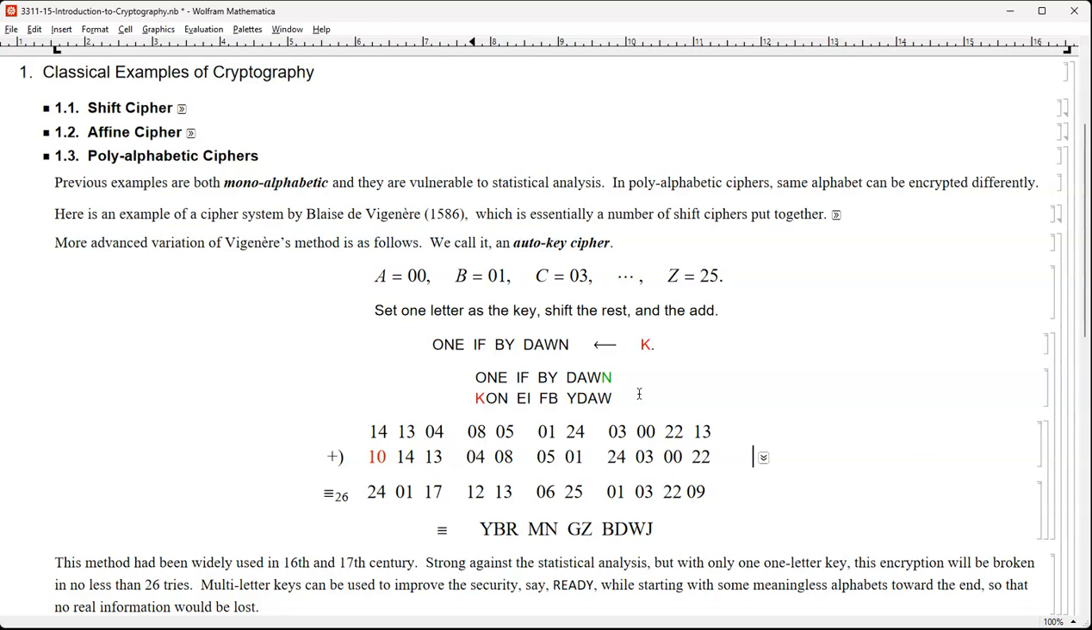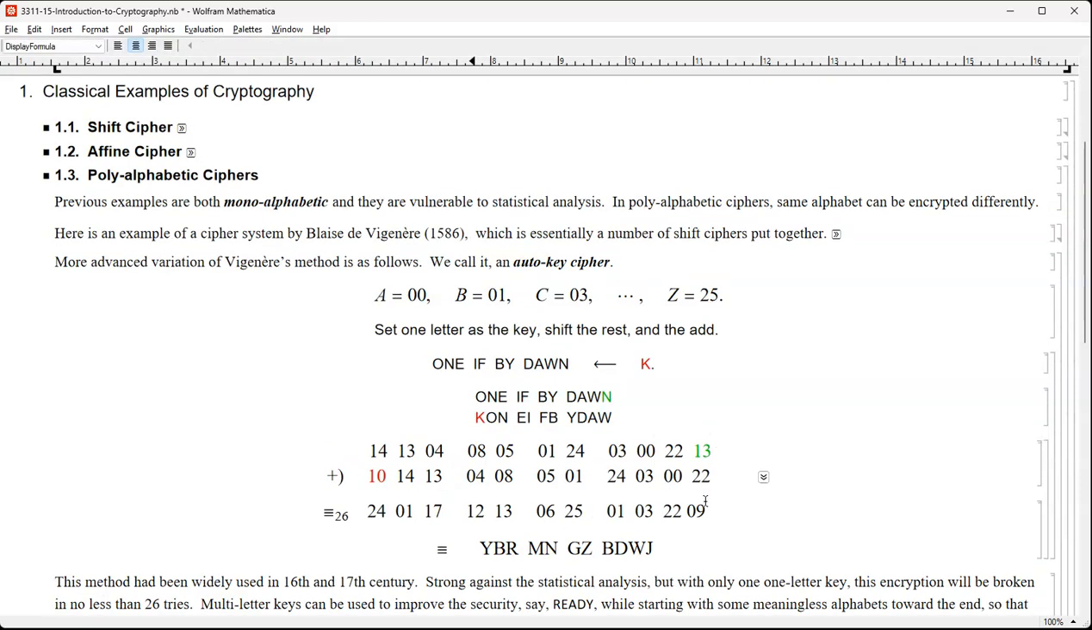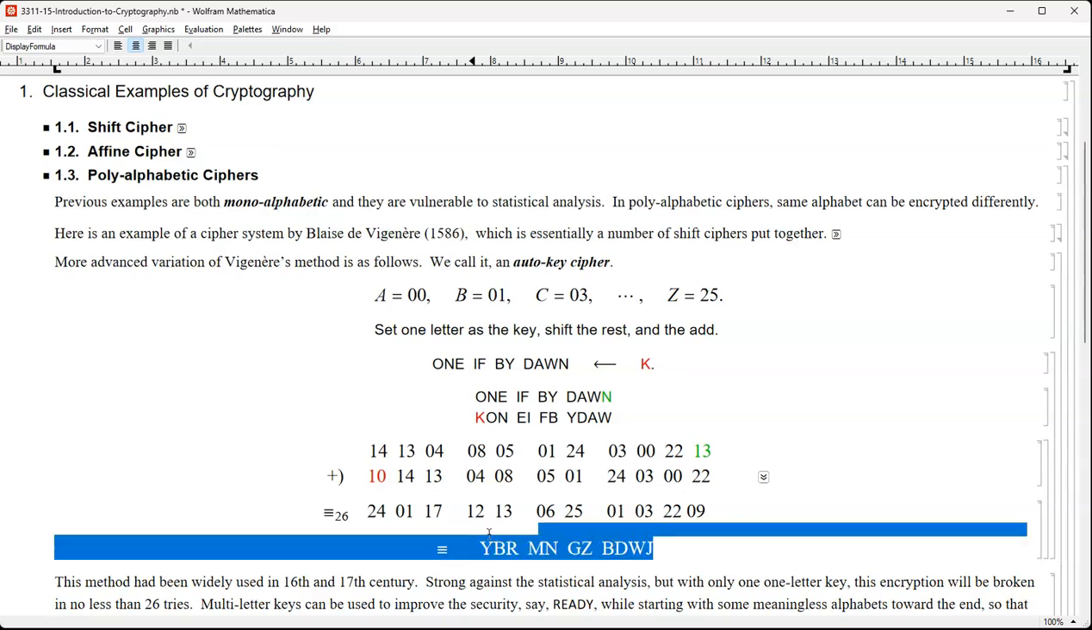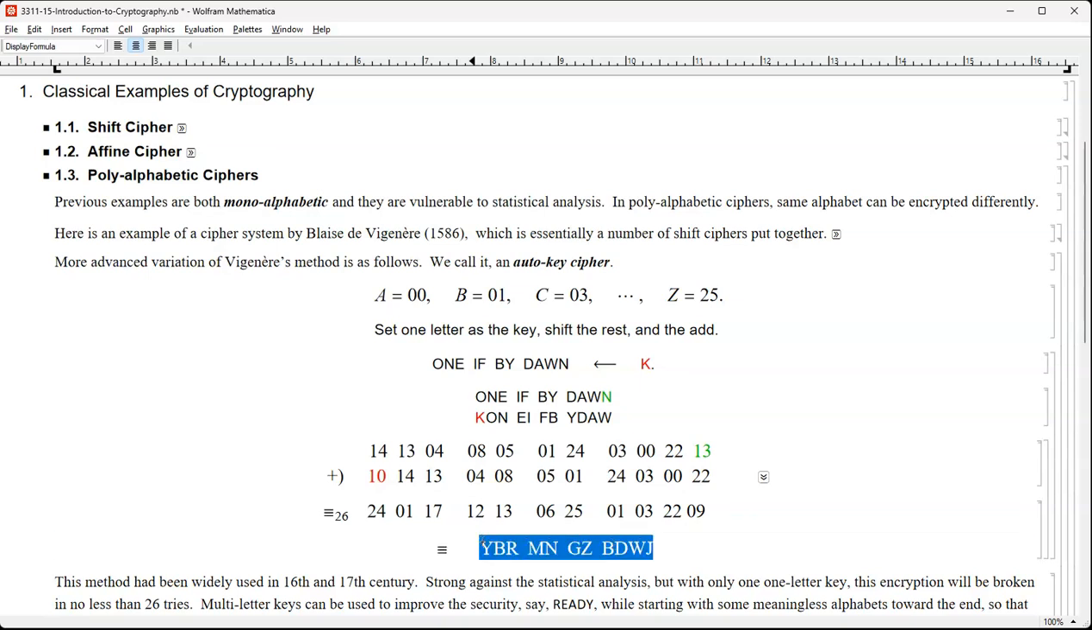Okay, and then the last character N is lost. That information is lost. And then we add them up. 14 goes next, 13 goes next, 4 goes next. Everything is shifted by 1, right? And then add them up. We get a digit string. And then if you translate that into alphabet, you get something completely unreadable.